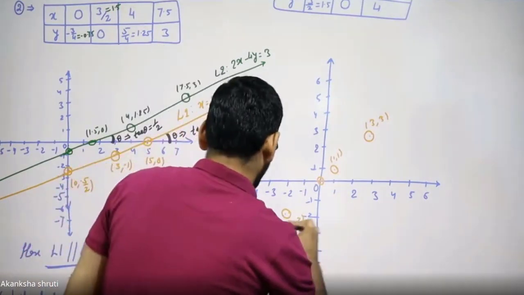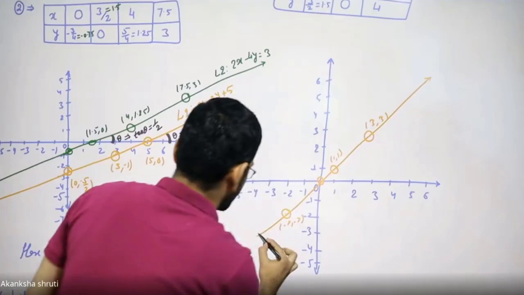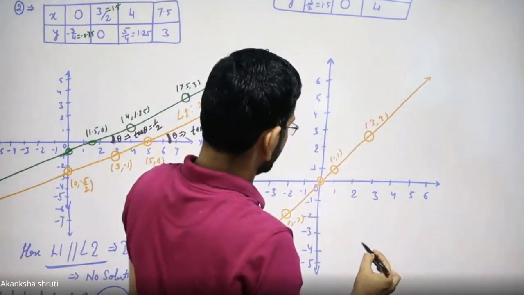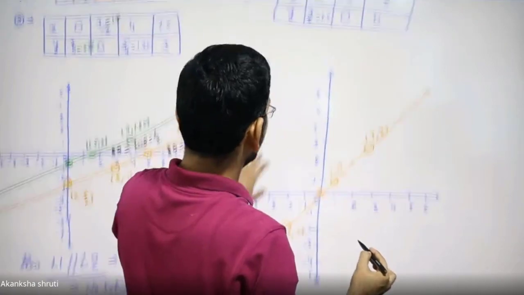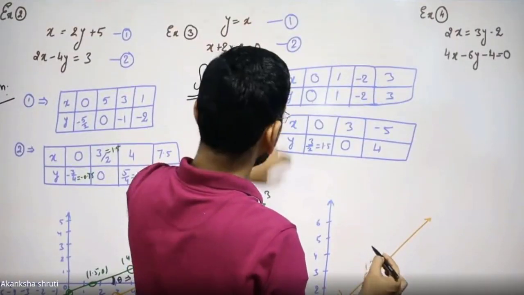So student, let us join these lines. We are observing that it is a line passing through the origin. That much simple. So this is the graph for this first equation.